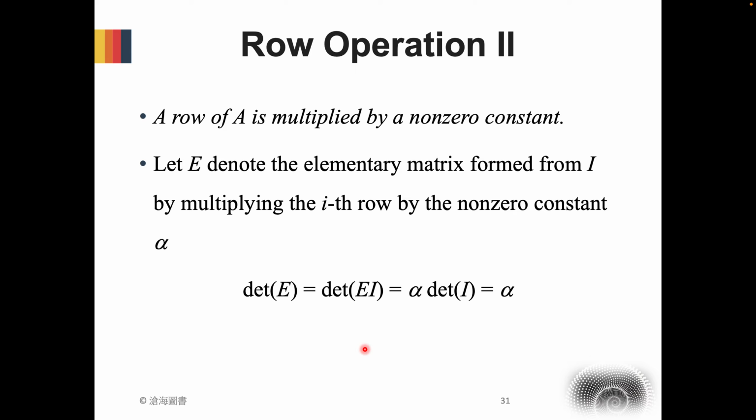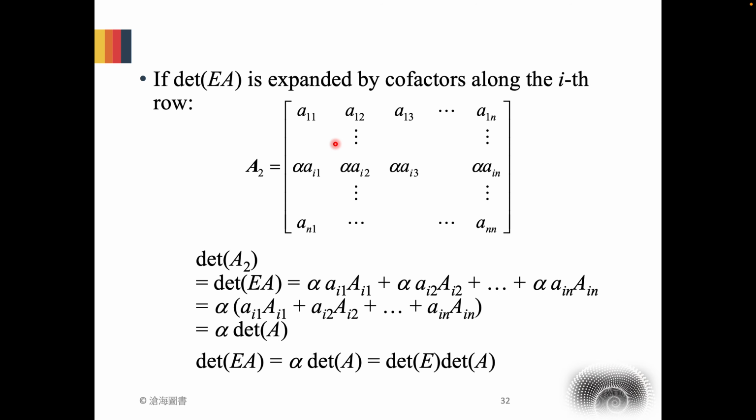Row operation number 2 means a row of A is multiplied by a non-zero constant. Let E denote the elementary matrix formed from I by multiplying the ith row by the non-zero constant alpha. Then the determinant of E is equal to the determinant of E times I, which is equal to alpha times the determinant of I, which is equal to alpha.